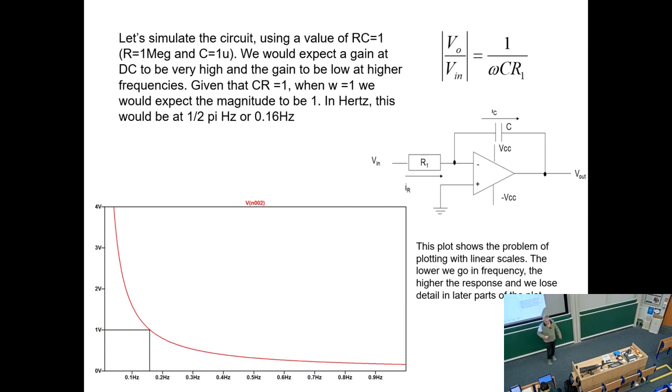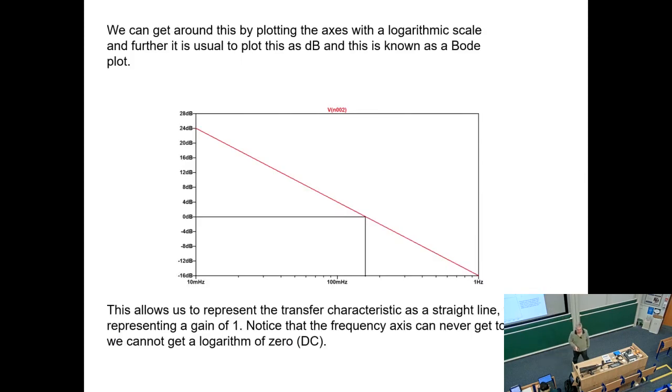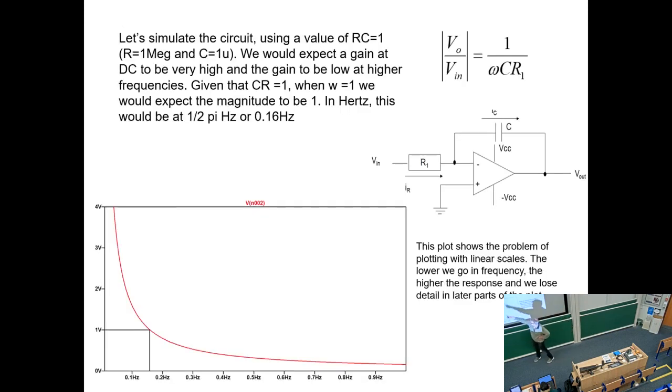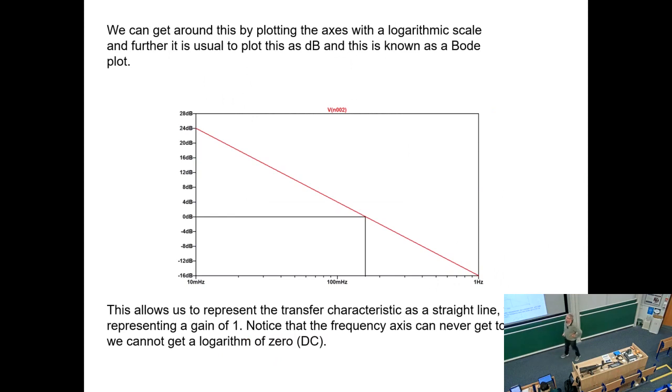So we can do something about that. We can plot the axis in a logarithmic scale, because a log compresses things into powers of 10. So if we take the log of both axes and then plot it, that exponential function turns into a straight line, which is easy to draw, easier than exponential. So all we've done is expanded the axes in a logarithmic method.